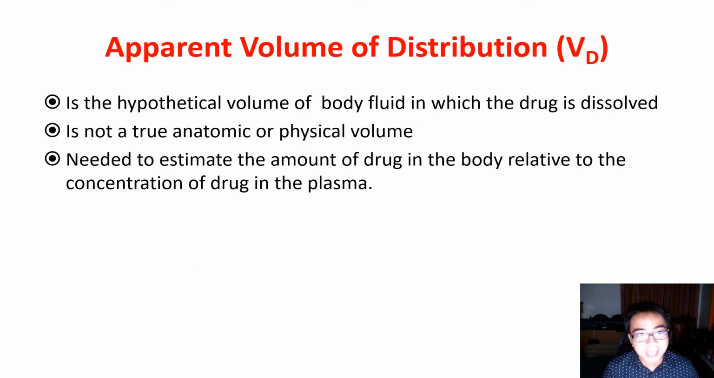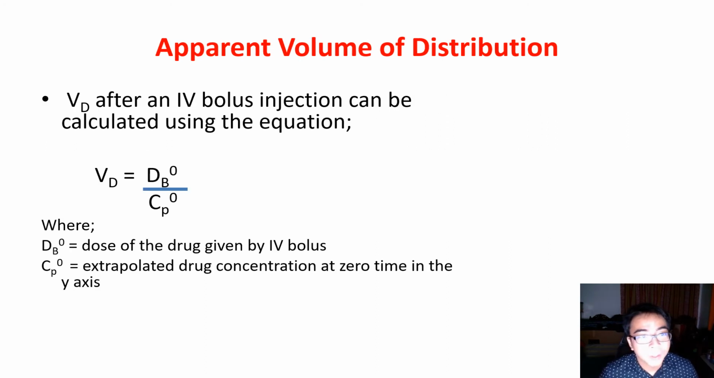So, apparent volume distribution class is the hypothetical volume of body fluid in which the drug dissolves. Now, take note class, it's a hypothetical volume. It does not refer to a true anatomic or physical volume. Okay? It's needed class to estimate the amount of drug in the body relative to the concentration of drug in the plasma. So, most often than not class, ginagamit natin ang VD as a assumed value so that we can compute for a resulting plasma concentration or a desired dose na gusto natin makuha. Okay, so basically class, importante ang VD class when we do computations. Okay? So, the VD class is often computed as follows.